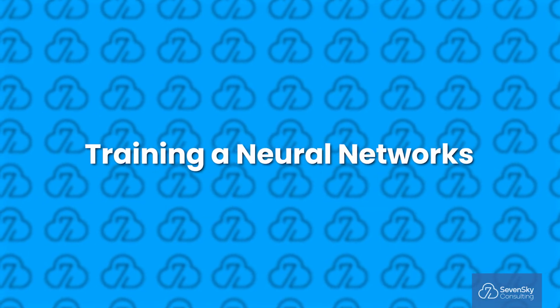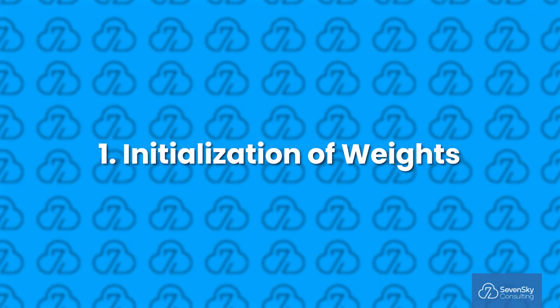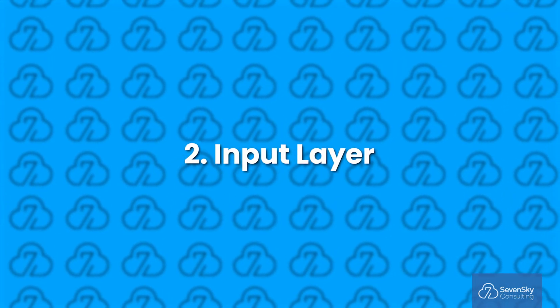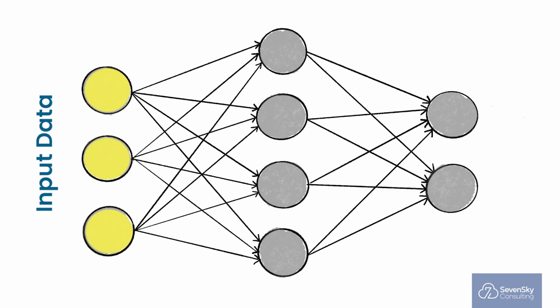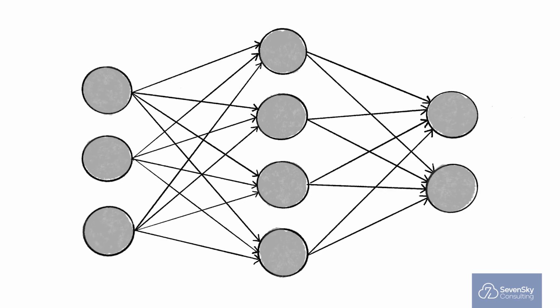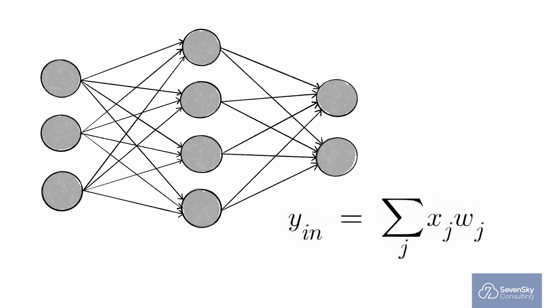Training in neural networks. 1. Initialization of weights. Initially, random weights, often 0.5, are assigned to all edges in the network. 2. Input layer. The input data is fed into the neurons of the first layer. 3. Forward propagation. For each neuron in the subsequent layer, the input is calculated as the weighted sum of all inputs from the previous layer.